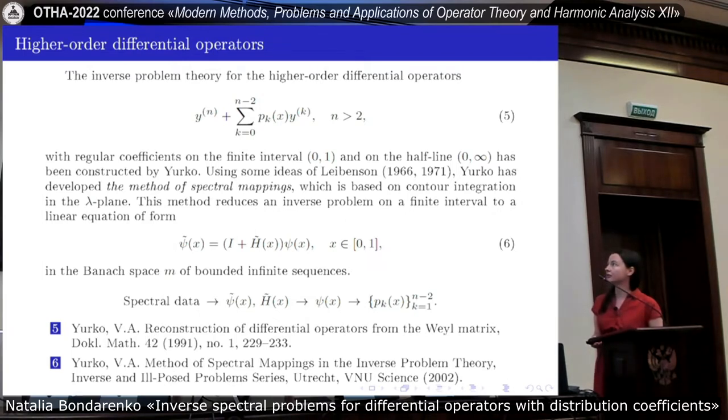Yurko relied on some ideas of Leibenson and developed the method of spectral mappings. This method is based on the theory of analytic functions and especially on the contour integration in the lambda plane, in the plane of the spectral parameter. This method also reduces the inverse problem to some linear equation. This is an equation in the Banach space of bounded infinite sequences. Here psi and psi with tilde are elements of the space, I is the unit operator, and H with tilde is some compact operator in this Banach space. The functions psi tilde of x and H of x can be constructed by the spectral data. Then, if we know psi, we can find the coefficients p_k of the differential expression.